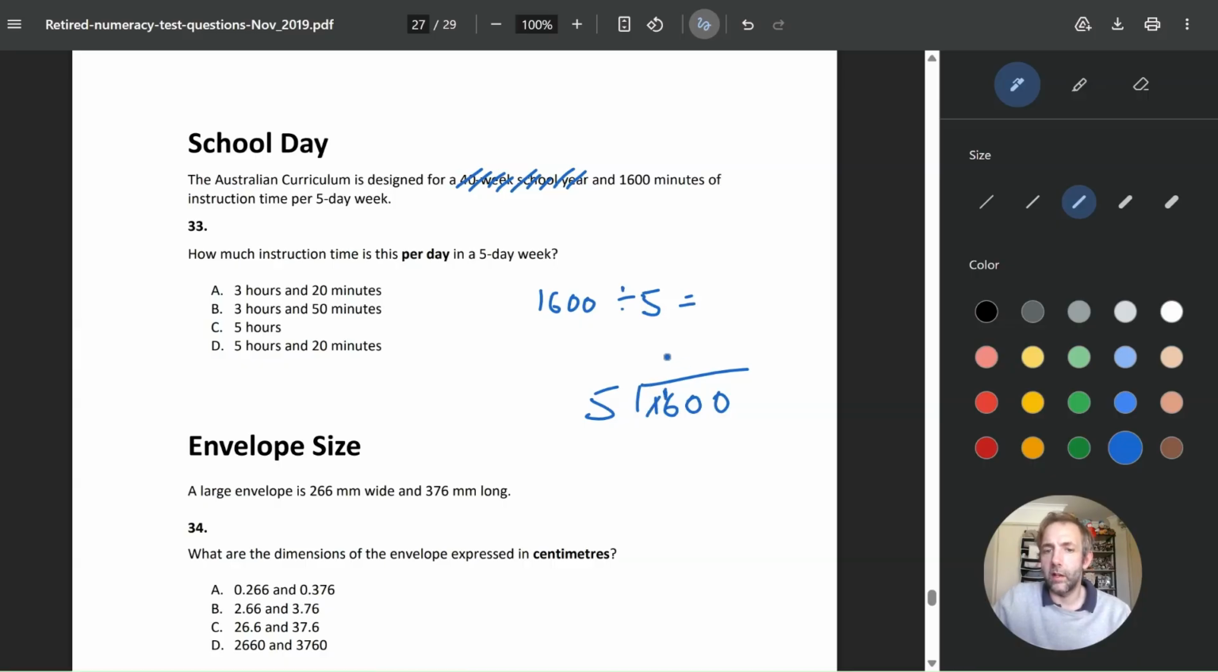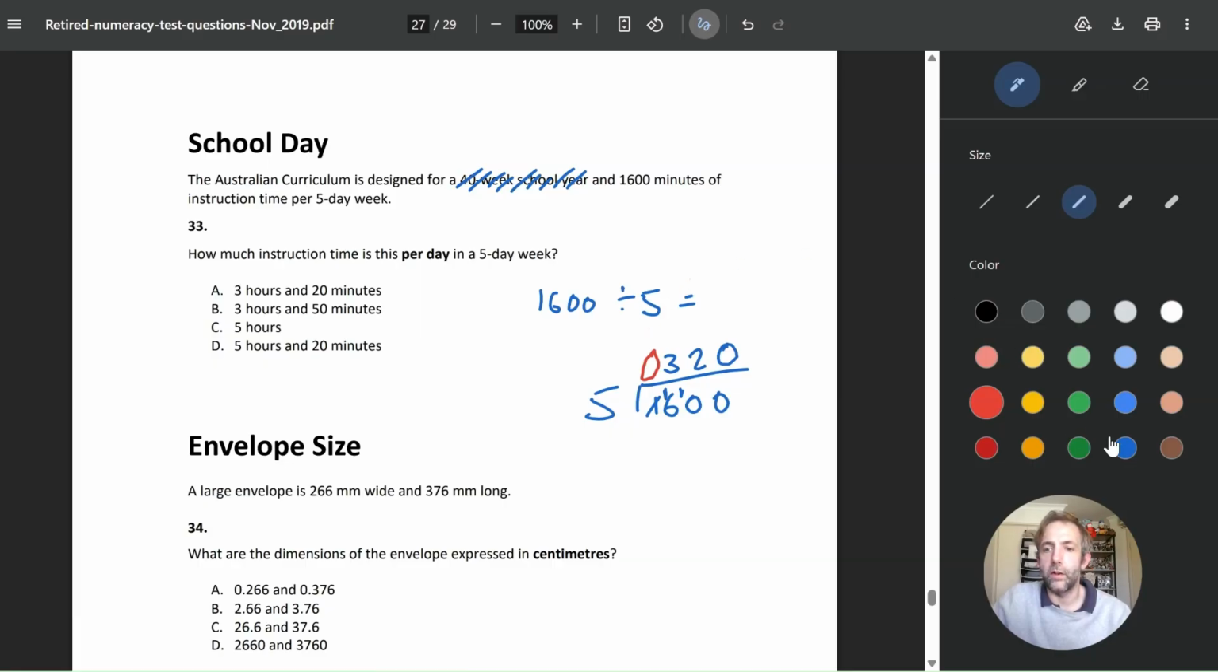5 into 16 goes 3 times with a remainder of 1. So 1 goes on the next number again. 5 into 10 is 2. And then 5 into 0, we do need to put the 0 here because there's a difference between 32 and 320. Whereas if I just pop the 0 at the front there, that doesn't make a difference.